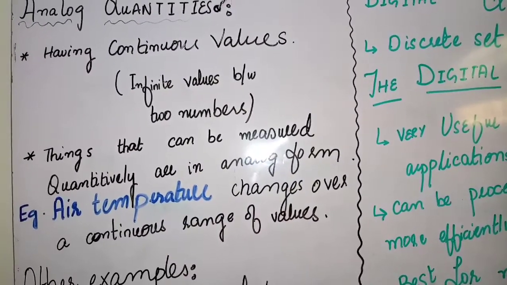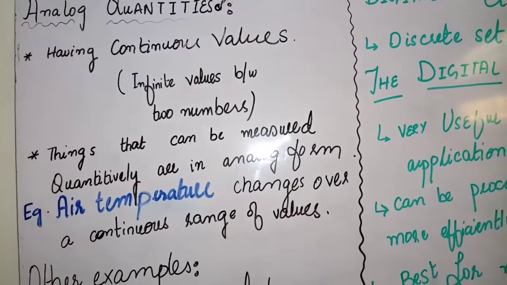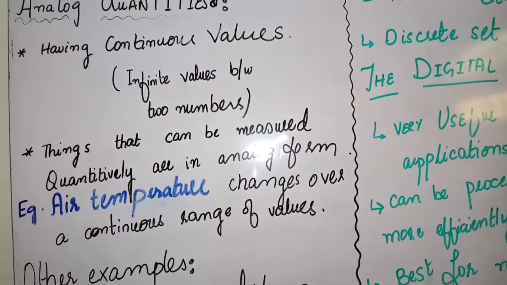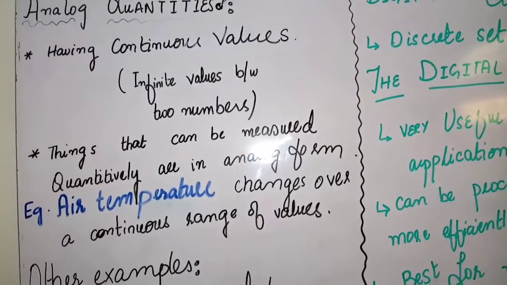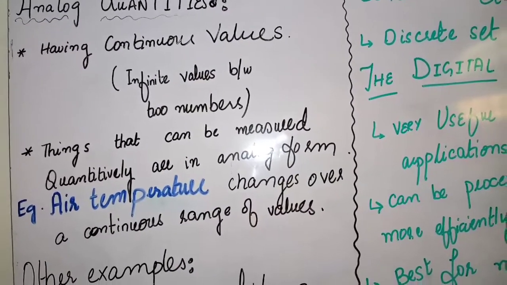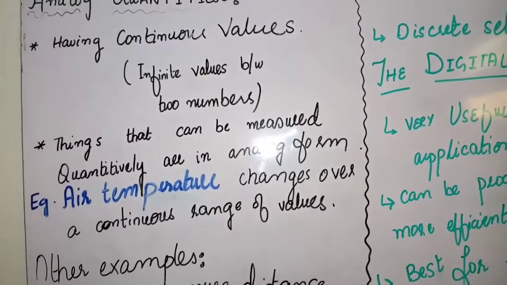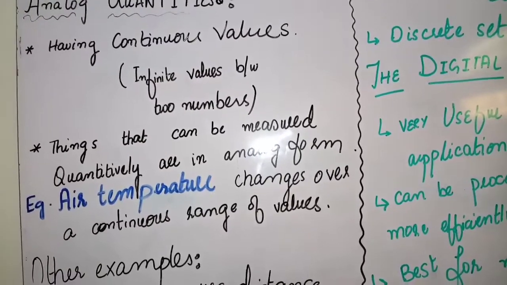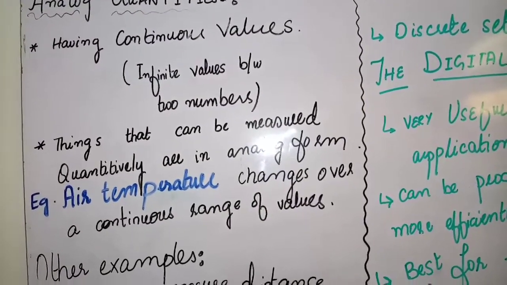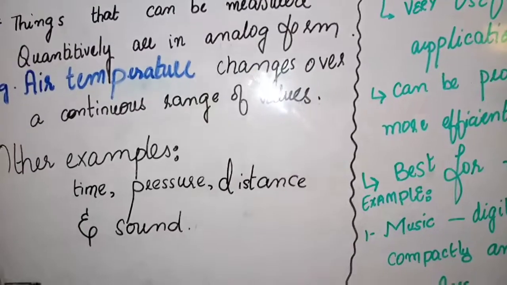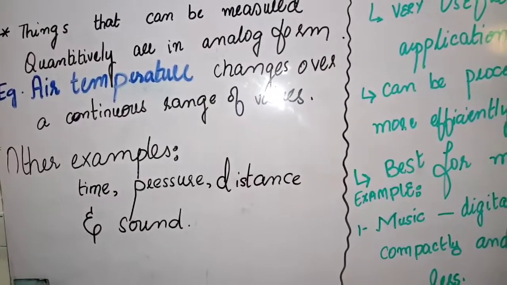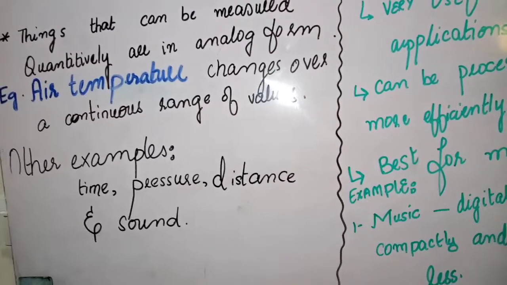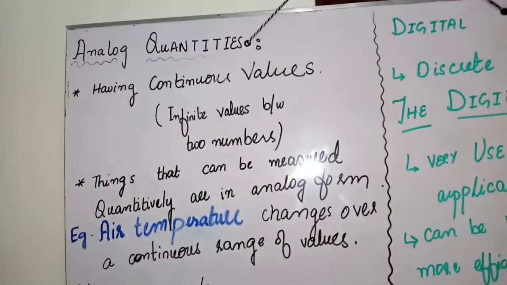For example, air temperature changes over a continuous range of values. Let's take an example that you measured the temperature of the room and it's 35 degrees Celsius. After a few minutes, it wouldn't be like 40 degrees Celsius, but it would rise in decimals like 35.5 degrees Celsius, 35.4 and so on. Other examples include time, pressure, distance and sound. These are the examples of analog quantities.